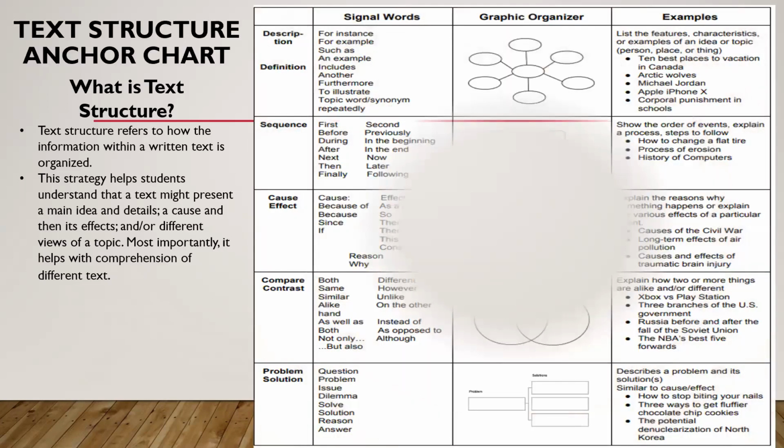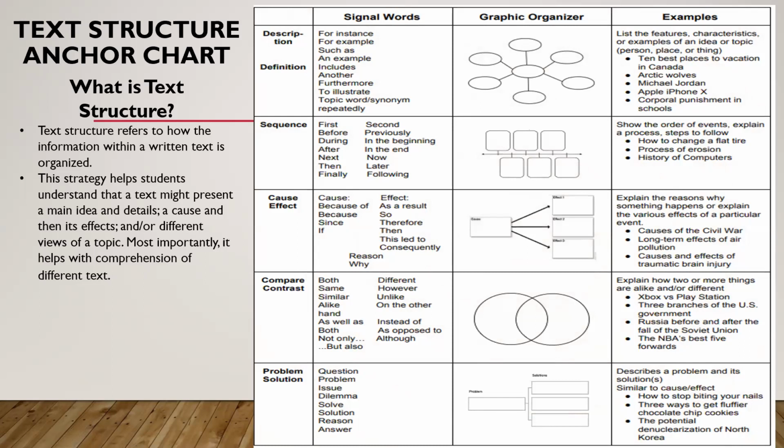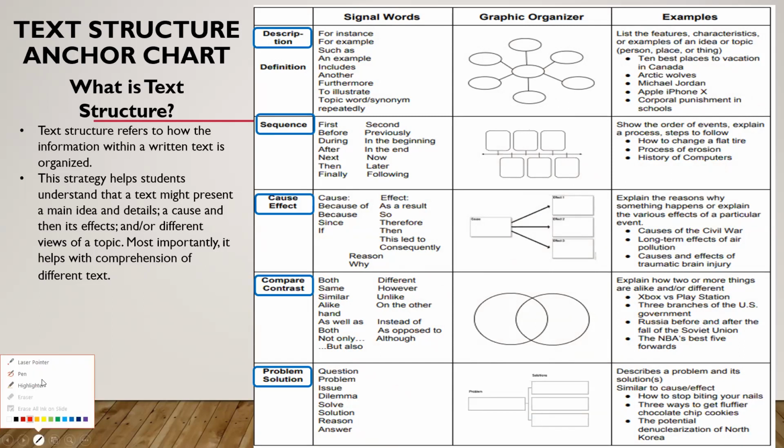So here is our text structure anchor chart. We have 5 different text structures. They are description, sequence, cause and effect, compare and contrast, problem and solution. So this first section are all the signal words. When you're reading, this tells you how to find clues in your text. It will use some of these words sometimes. Sometimes it just tells you what to look for.